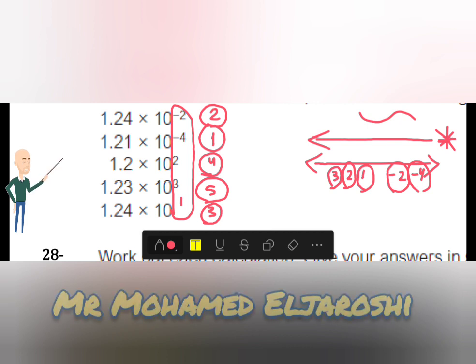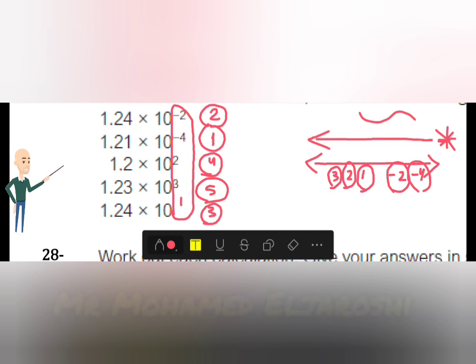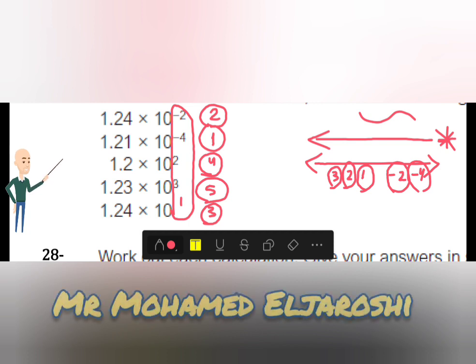I start from the smallest, which is the negative power with the largest number. And this is how you answer a question like this.